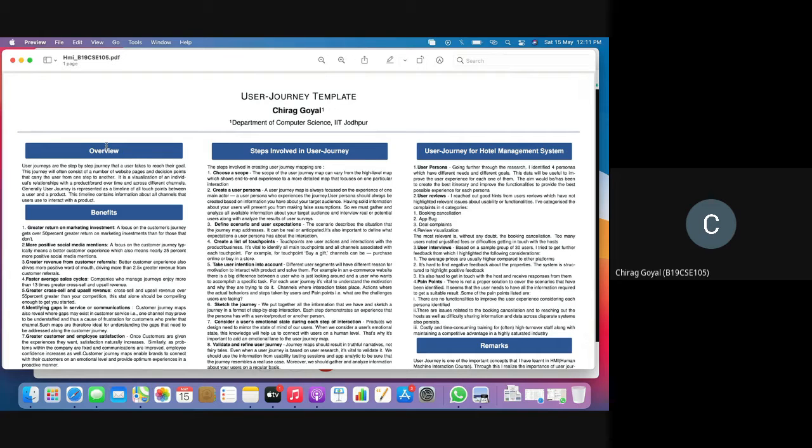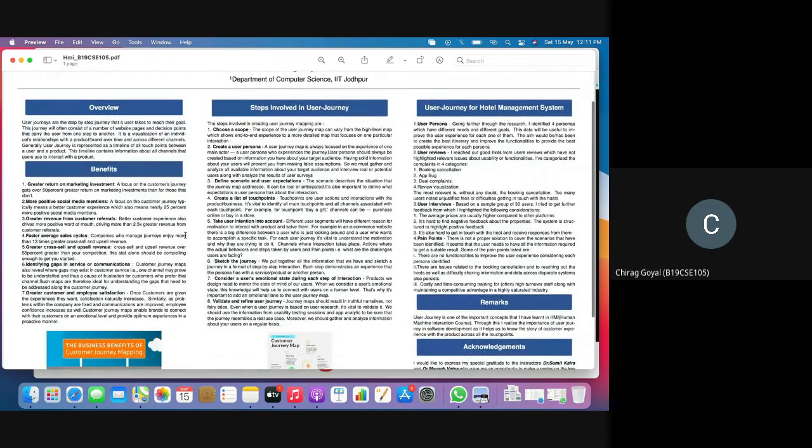The journey consists of a number of website pages or decision points that carry the user from one step to another, or it is considered a visualization of an individual's relationship with a product or brand over time and across different channels. Generally, a user journey is represented as a timeline of all touchpoints between a user and a product. This timeline contains information about the channels that a user interacts with the product through. Basically, the product and user relationship is there.